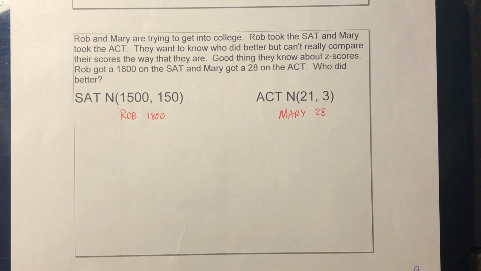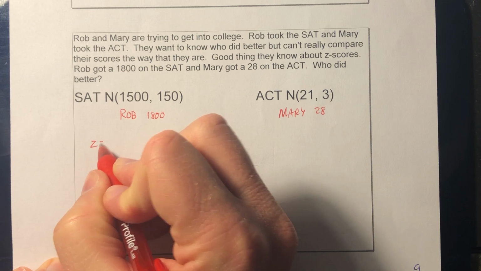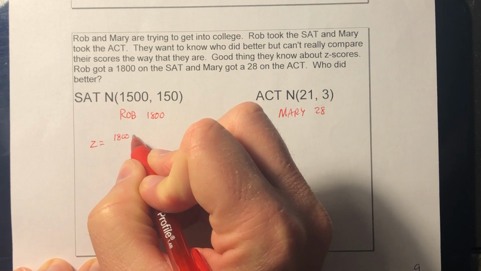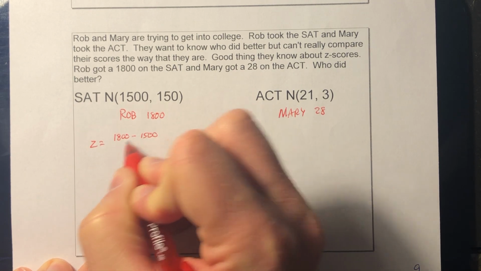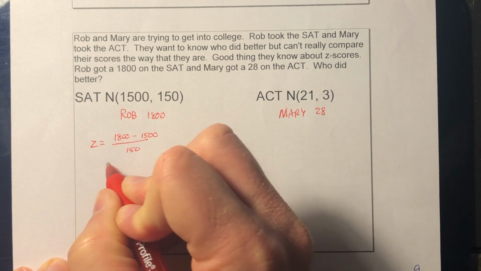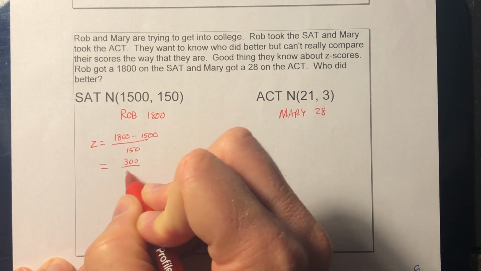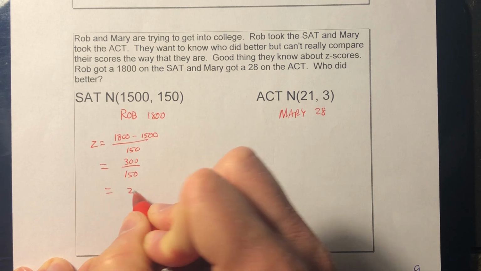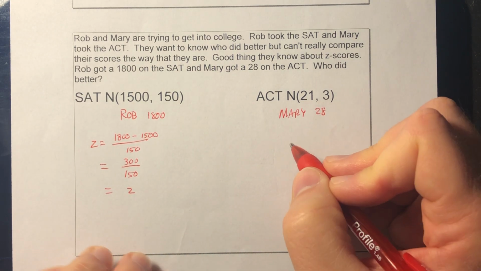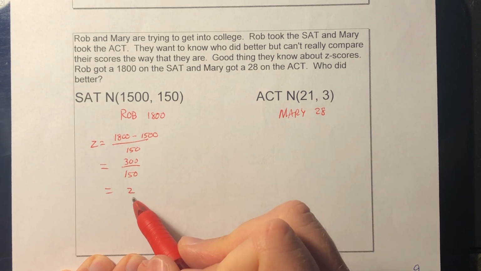Now, if we want to find out who did better, we can do one of two things. We can find the percentage, so we can just go to our calculator and do that. Or we can find the z-score. Well, let's find the z-score. So Rob had a score of 1,800. We're going to subtract the mean, divide by standard deviation. When we clean this up, we end up with 2. All right, so that means Rob had a z-score of 2.